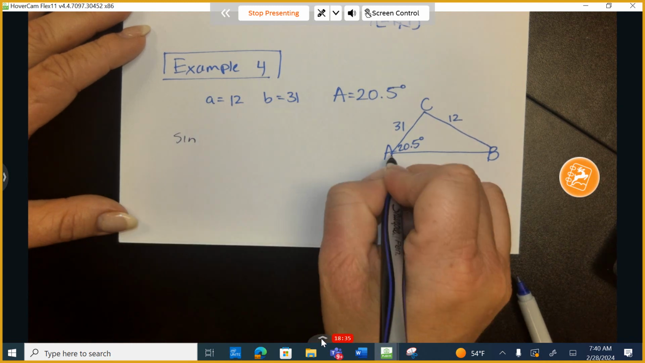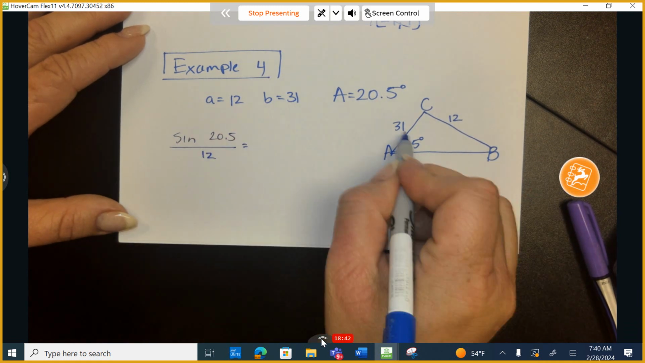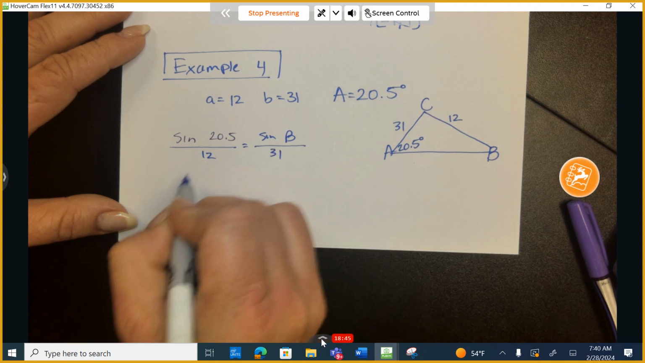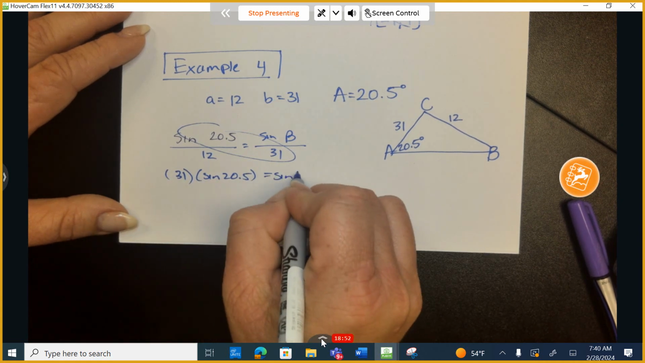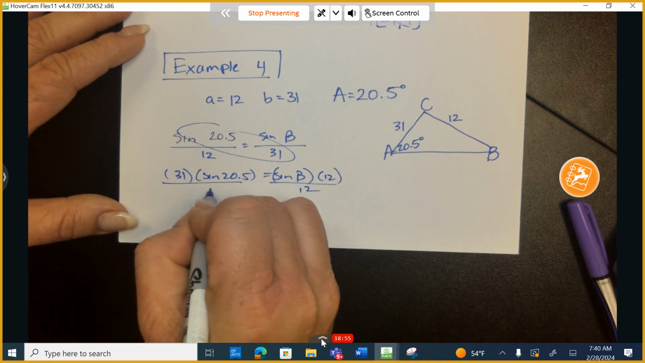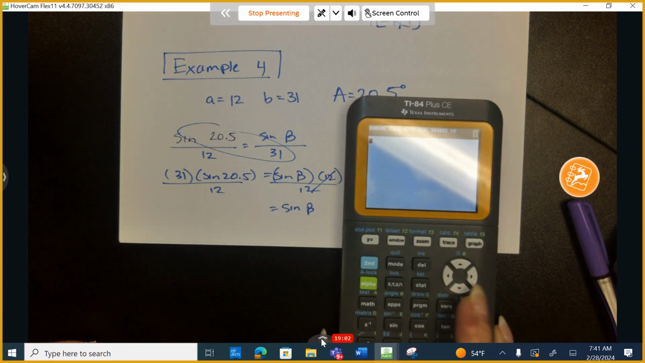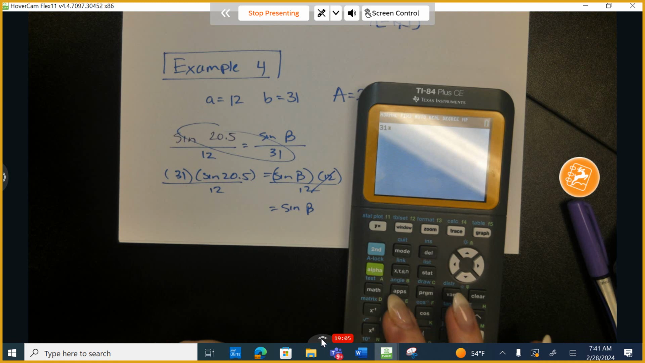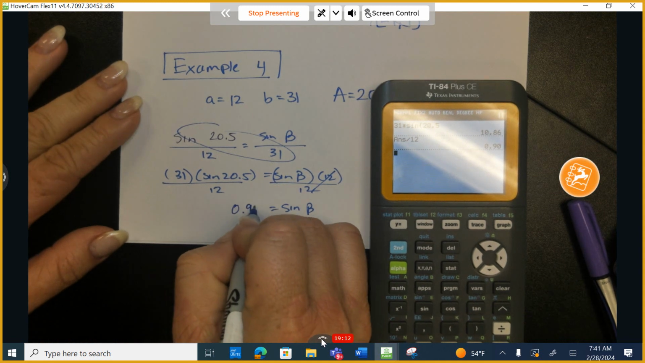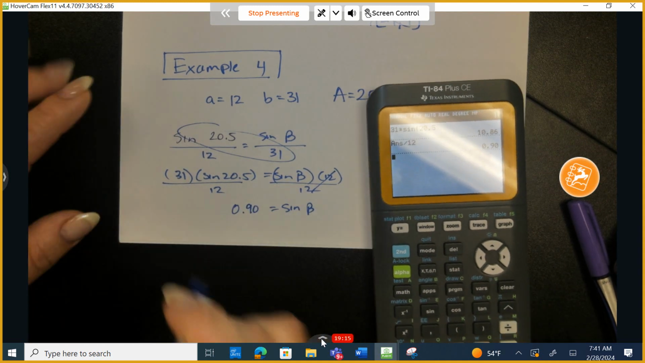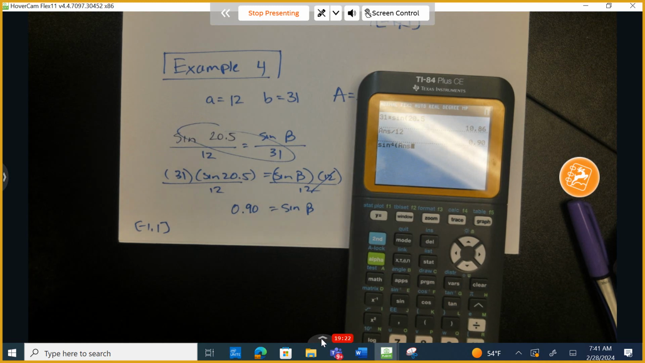So I'm going to do the sine of angle A, 20.5, over side A equals sine of B over 31. 31 times the sine of 20.5 equals the sine of B times 12, divided by 12. Sine of B equals 31 times the sine of 20.5, get an answer and divide by 12. Notice that this is in the range, so I'm good so far, right? So I'm going to do inverse sine of the previous answer.